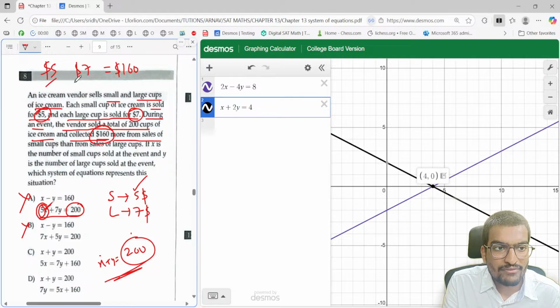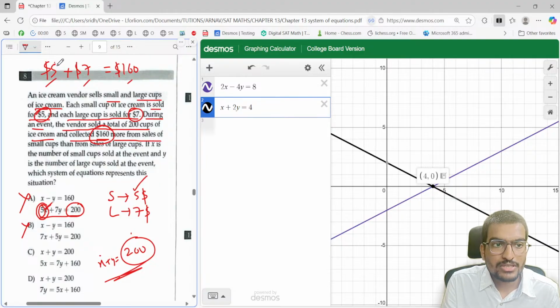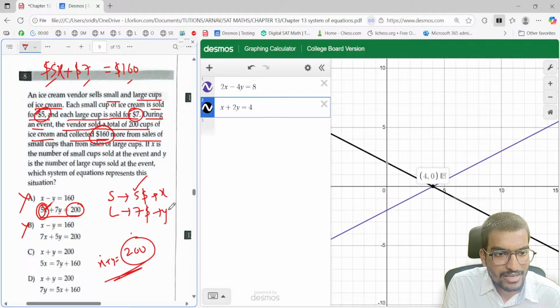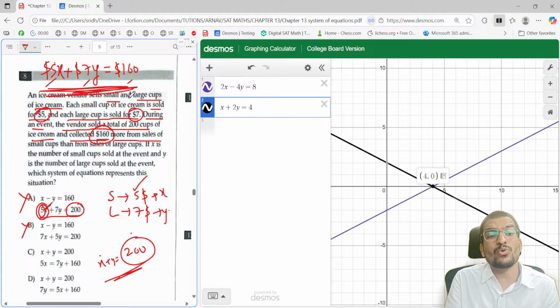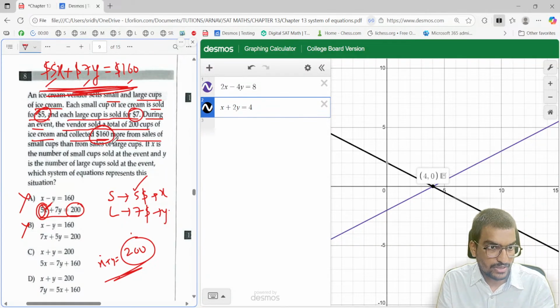So where do you have this 5, 7 and 160? Obviously, if you add, $5 plus $7 is not going to be 160. So it is definitely x cups times $5. Let's say this is small cups and this is large cups. X is small cups, y is large cups. So 5x plus 7y equals $160. Where do we have that? 5x plus 7y equals... no, we don't have that equation. Oh, one second, something we messed up, but fine.